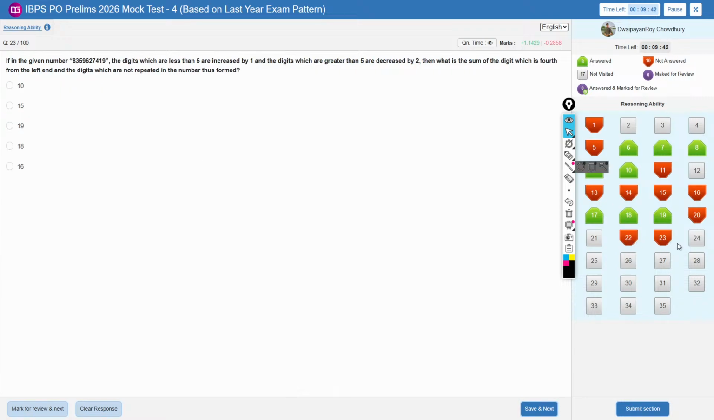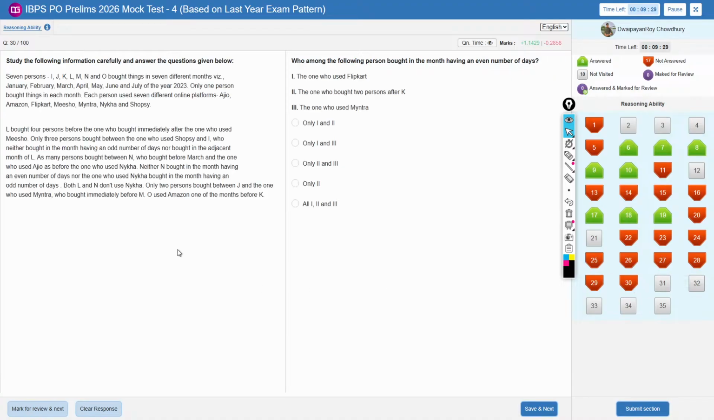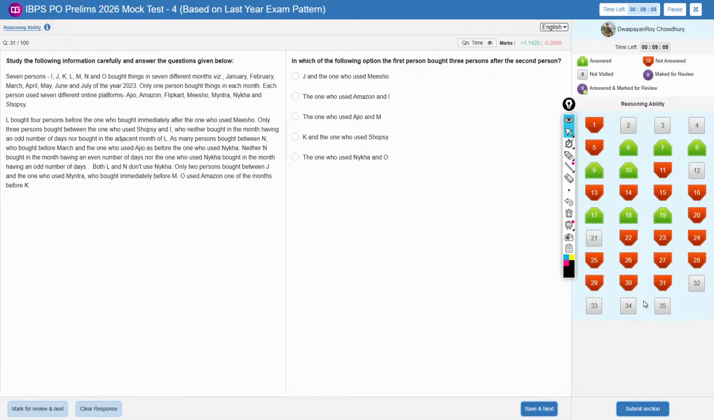So let me see how many questions. Okay, three questions later. Two parallel rows. Okay, different items. So January. So L4 before Misho, 3 between Shopee and I. Neither. Okay, there are many negative clues. So I will skip this one for now.